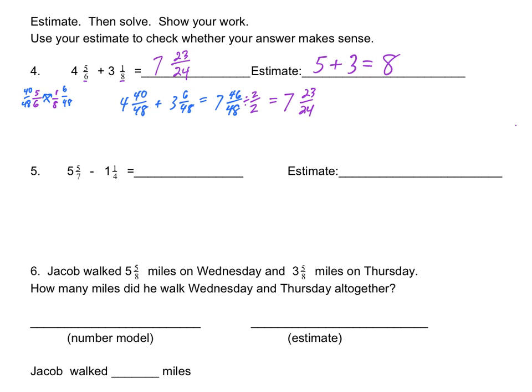You may have realized back here with the 6 and the 8 that if you're really good with your facts, you might have picked up that you could have turned that into 24 and saved yourself that simplifying. All right, let's look at our next question here.